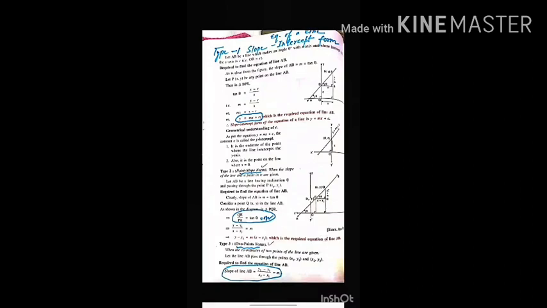So at last, what is your final step? That is the equation: y minus y1 is equal to m times x minus x1. X and y will remain the same, and here m is the slope and x1 y1 is the point where you have to make the equation.